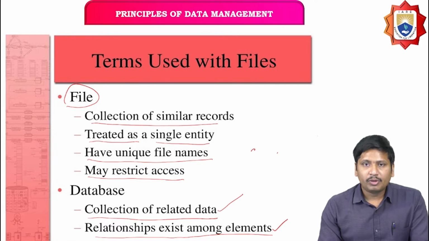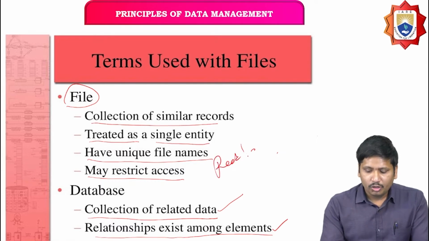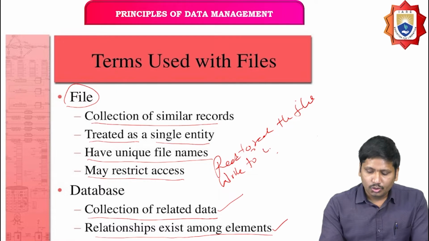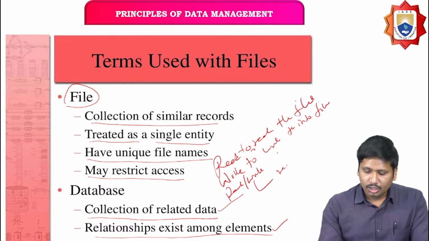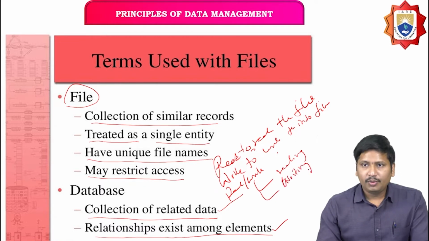Several access modes are also available for the file, like read mode, write mode, and read and write mode. Read mode means you are able to read the file only. Write mode enables us to write into the file. And the third one is read and write mode, which allows us to work in both reading mode as well as writing mode.